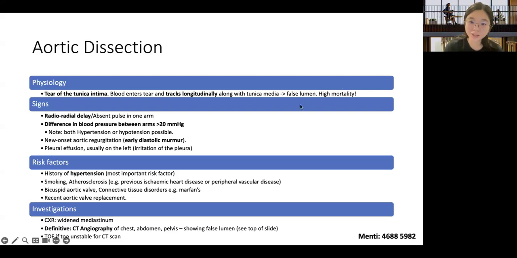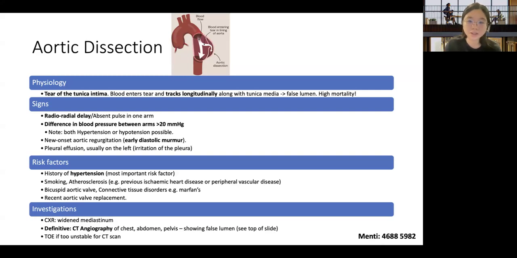Okay, so this is a really fatal condition, which is why we're talking about it. With an aortic dissection, you basically have a tear of the tunica intima. If you can remember the layers of the blood vessel wall, you have the intima, media, adventitia. So this is the innermost layer. There is a tear in it, and that causes blood to enter it and form this false lumen over here. It's really important to remember this term, a false lumen.